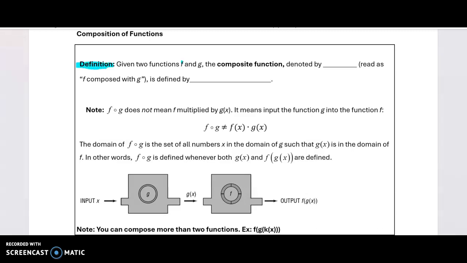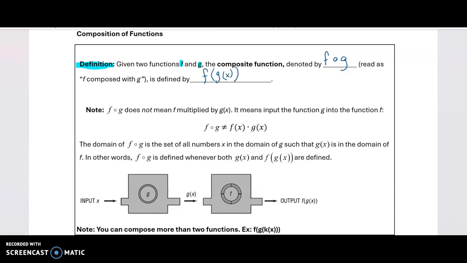If we're given two functions, f and g, let's call them, they could be any functions, k, p of x, but we're going to use f and g for our definition. The composite function, which is denoted f ∘ g, looks like "fog" with that little circle in the middle. It's read f composed with g. It's defined by taking f of g of x.